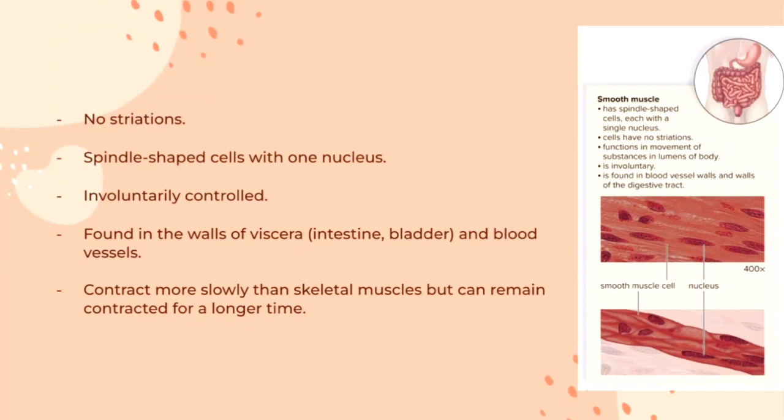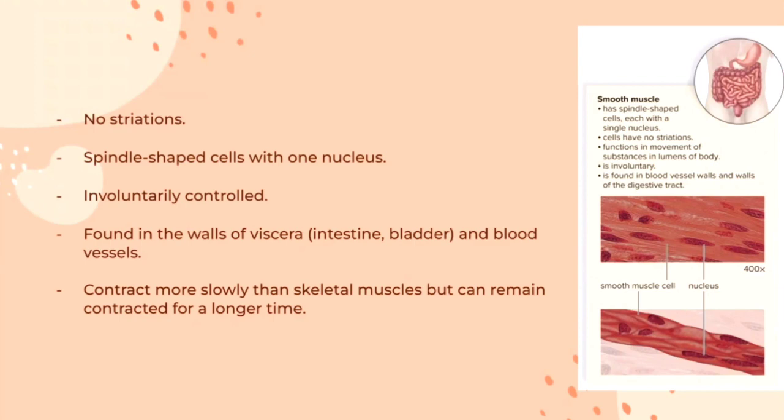It's found in the walls of the, I'm sorry, I can't pronounce this word properly, but it is the viscera, I want to say, or the intestine and bladder. That's how I usually memorize it. The intestine and the bladder, and the blood vessels, which again are things that aren't controlled by the human body. So that's why it's involuntarily controlled.